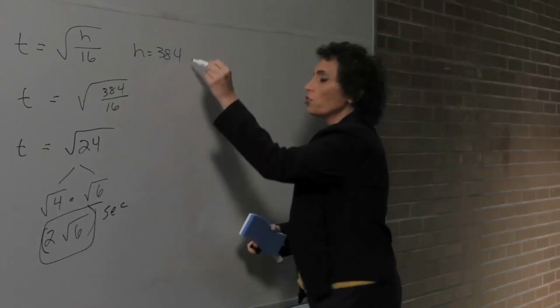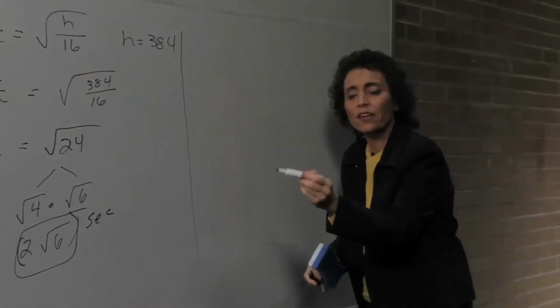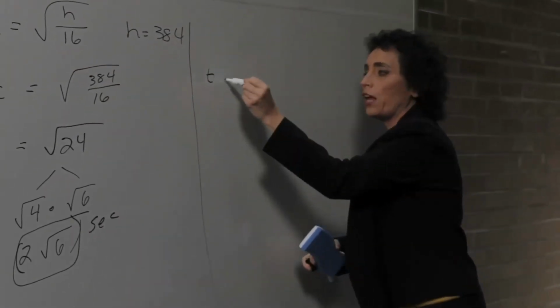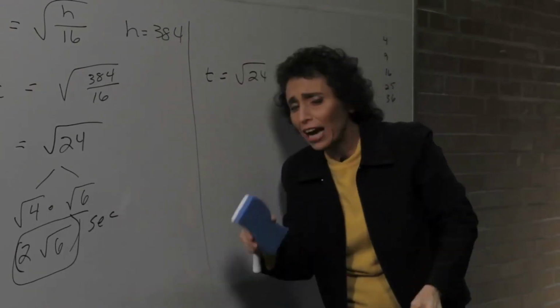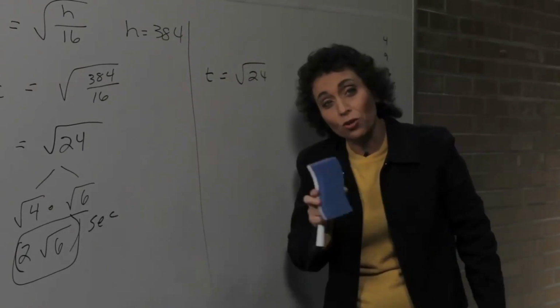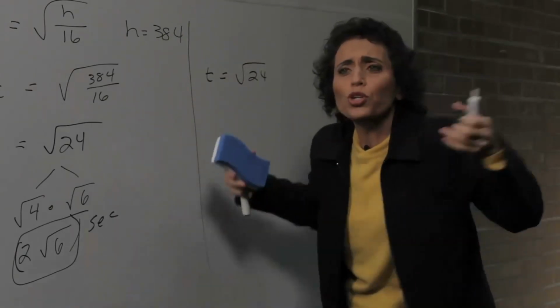Now, it also says to do it to the nearest tenth. Give us the approximate answer to the nearest tenth. For that, I'm going to have to use my trusty dusty calculator. And it is dusty because it's old. Okay, so I know you say, well, you don't get a calculator.